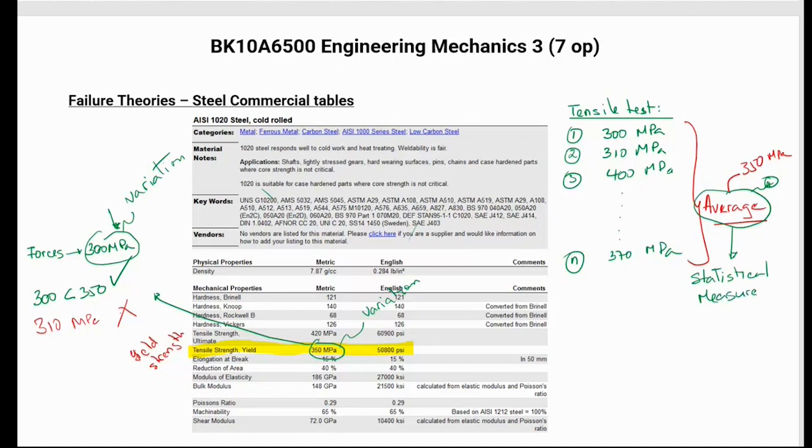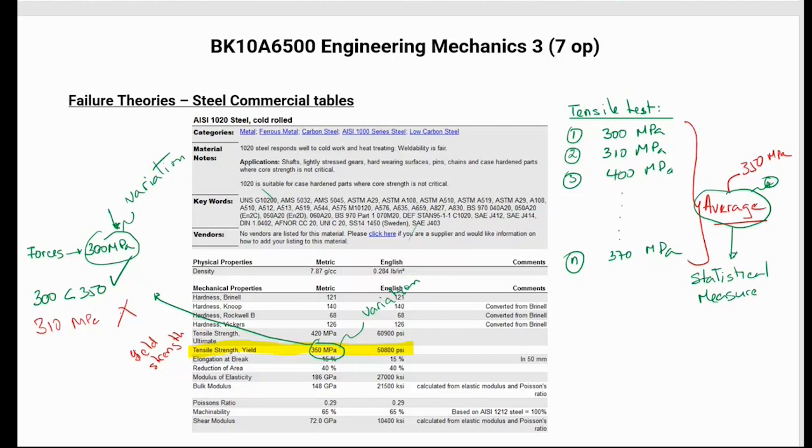Okay, let's see what statistics say. Statistics, and then if you move forward, probabilistic. What's the probability? Because now that question was very clear: am I getting the 300 megapascals or the 400 megapascals? And that's where there's a probability of getting 300 or 400 or something.